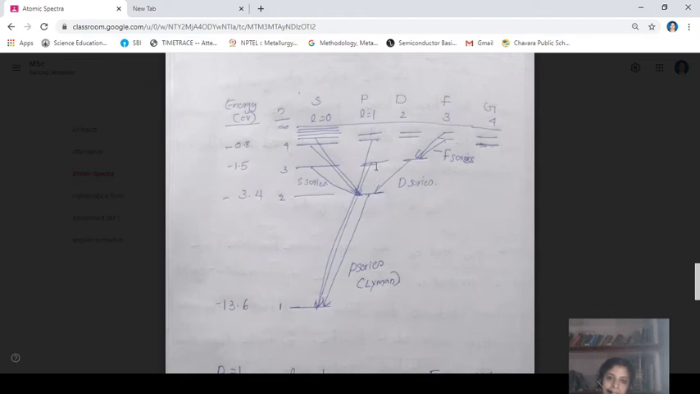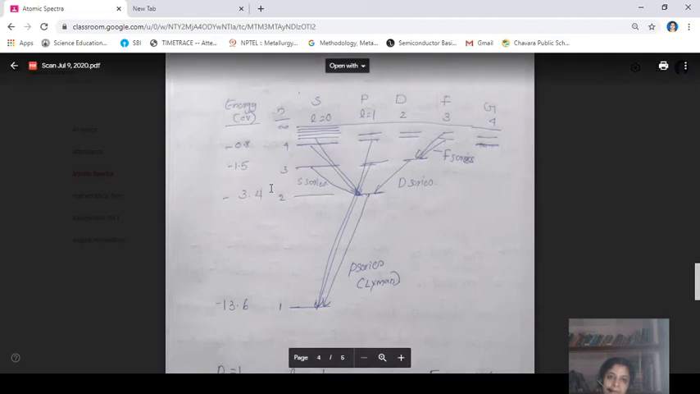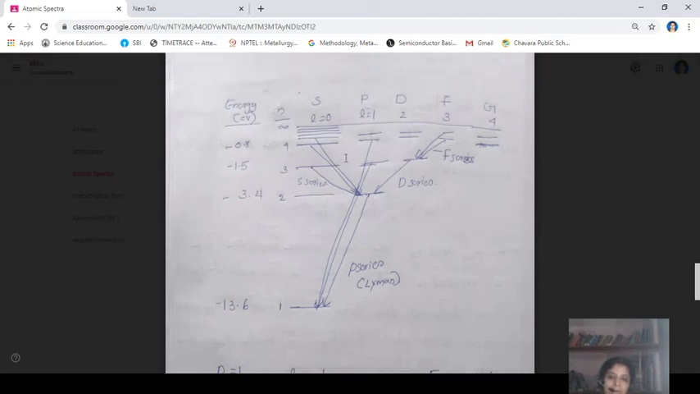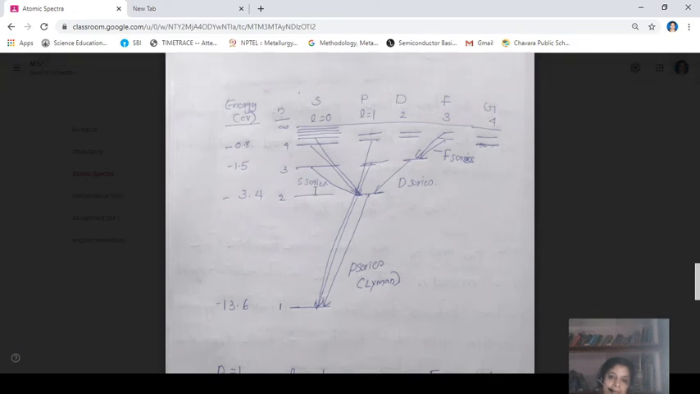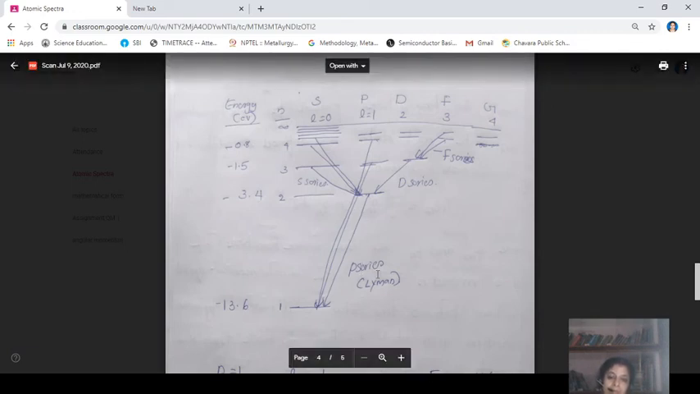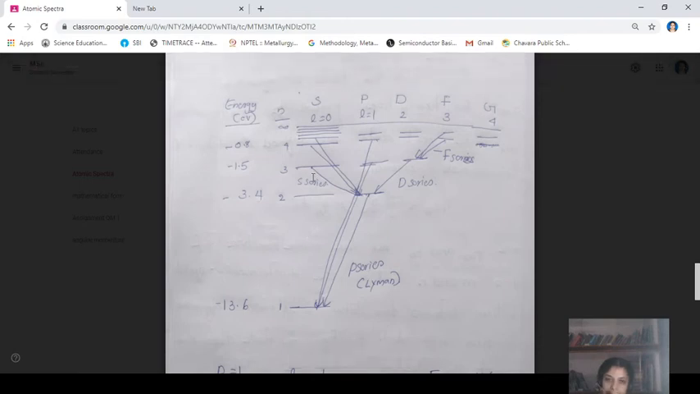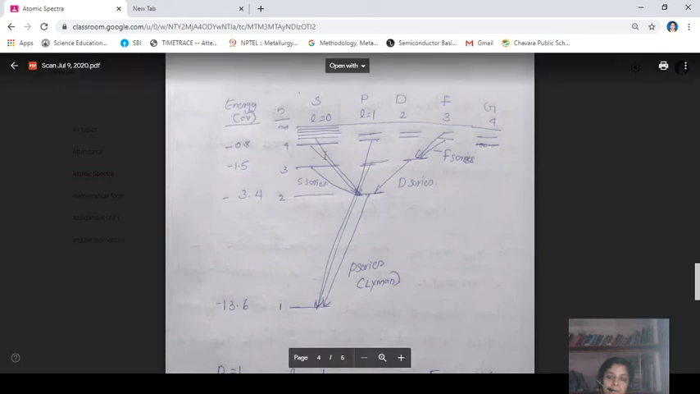So this is possible. The transition is possible for any values of L irrespective of the value of n, because delta n can have any value possible. Here, from L equal to 1 to L equal to 0, the transition corresponds to the P series, and we know that this is nothing but our Lyman series. And then from L equal to 0 to L equal to 1, this transition is possible corresponding to n equal to 3, n equal to 4, n equal to 5, etc.